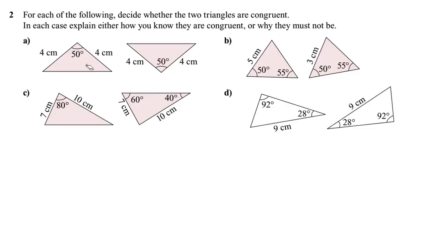Now, with the first one, I can see that I've got angle 50 there, and this angle 50 is made up between these two sides here. So the side 4 centimeters and the side 4 centimeters make up the angle 50. Likewise, in this one, the angle 50 is made from these two sides. So I have two sides and an angle between them that are the same. The two sides I'm talking about here, the 4 and 4, make up the angle in between them. So therefore, these two triangles here are congruent.